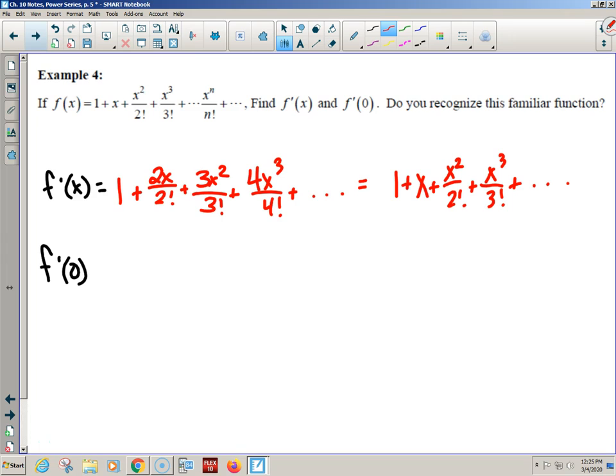Who is this guy? e to the x. Does it make sense that the derivative would be the exact same as the original? Yes. Do you need to know your Endeavor card in order to be able to make that match? I think so. What would f prime of 0 be?